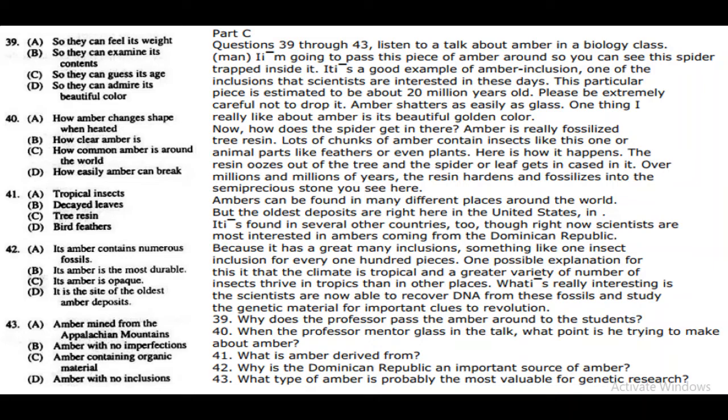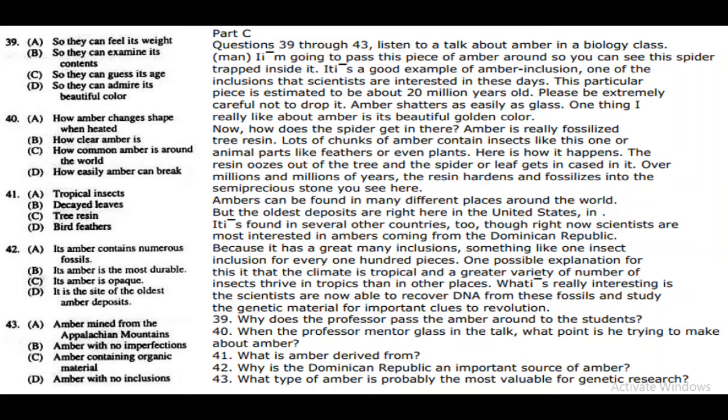One thing I really like about amber is its beautiful golden color. Now, how did the spider get in there? Amber is really fossilized tree resin. Lots of chunks of amber contain insects like this one, or animal parts like feathers, or even plants. Here's how it happens. The resin oozes out of a tree, and the spider or leaf gets encased in it. Over millions and millions of years, the resin hardens and fossilizes into the semi-precious stone you see here.